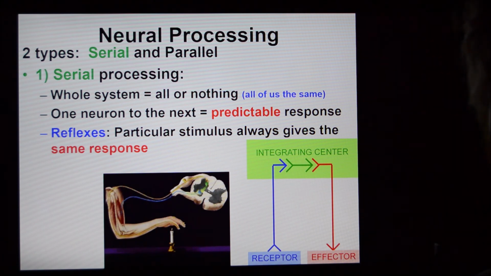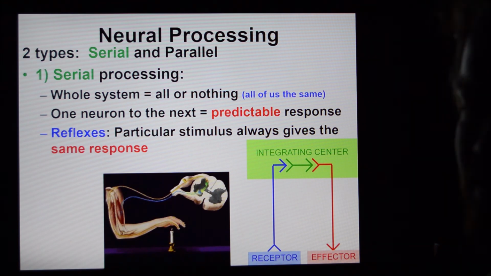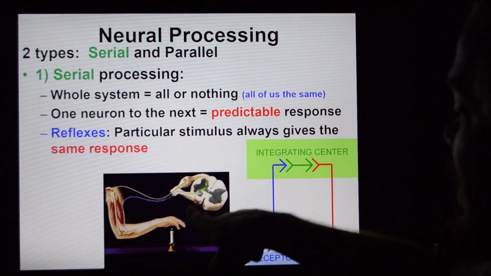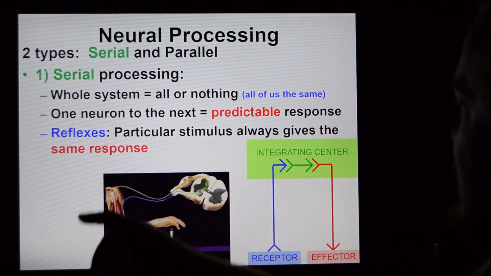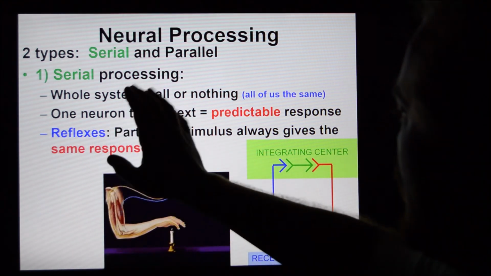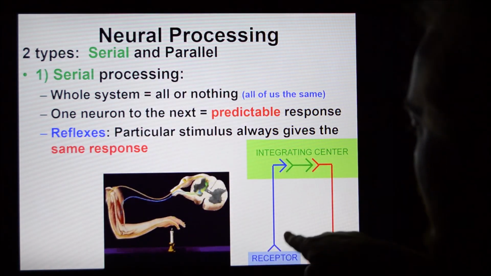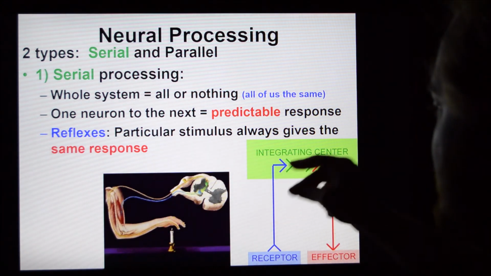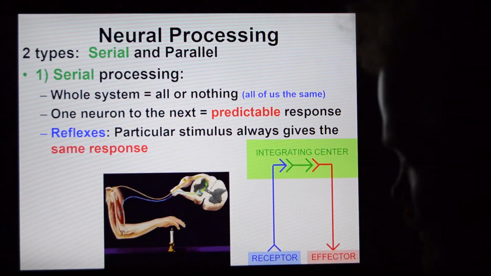So if your blood sugar levels drop, you'll take steps to bring your blood sugar levels back up. That is serial. We all do it the same way. If you touch something very hot, you'll pull your hand away. That is serially processed. It's a reflex. One thing to the next thing to the next thing. The integration is very simple. A receptor sends the information, it is integrated and an effect is sent out, the same for all of us.